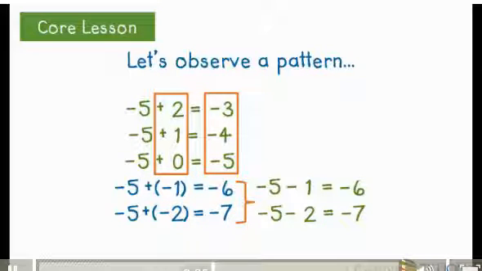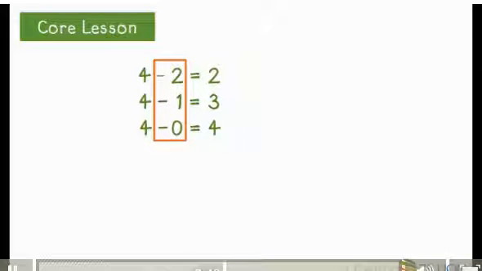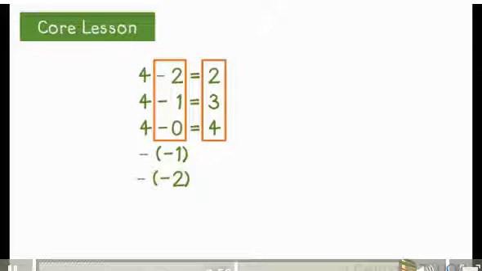The equations on the left are equivalent to the equations on the right. Here's another pattern. We can see that we're subtracting 2, subtracting 1, subtracting 0. One way to continue this pattern is to subtract negative 1 and negative 2. We can see that the answers are increasing by 1, and we expect the next two numbers to be 5 and 6.